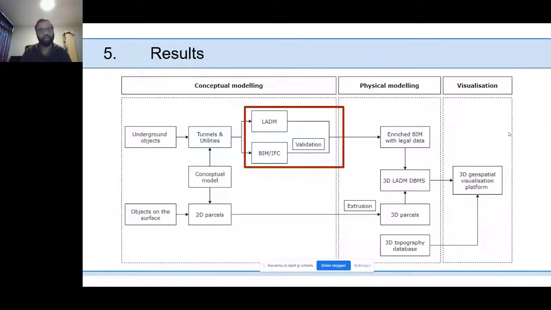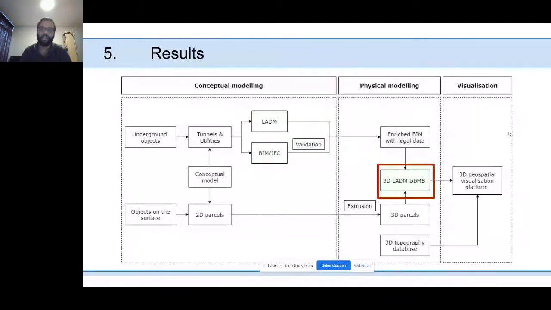Then the LADM classes are mapped to the BIM IFC elements, where different types of IFC elements can be used to store the legal information, of which IfcSpace is the most important one. Then a database is set up with the use of PostgreSQL and the spatial database extension of PostGIS, making it a spatial database. In this database, the BIM models and the 3D parcels will be stored.